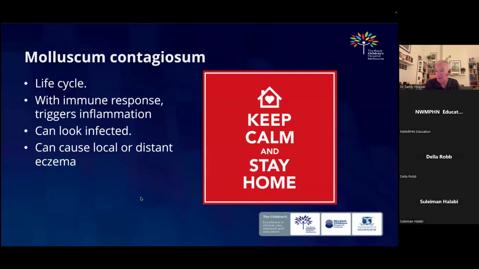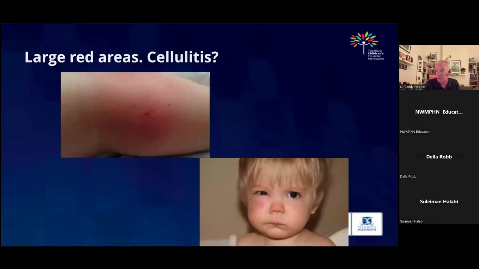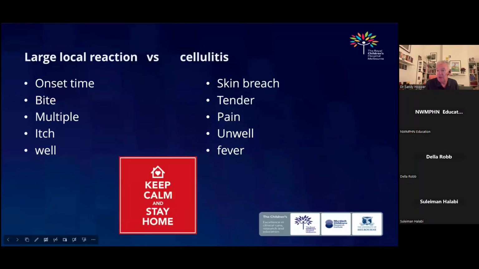And that's what we've got. Now, I'm aware that I've hit 7:30. So I think I've got one slide to go. I'll go through this really fast. Large red areas, cellulitis. How do you tell the difference between a large local reaction and cellulitis? So you see parents come in with a giant red patch on the arm. And is it cellulitis or is it not?